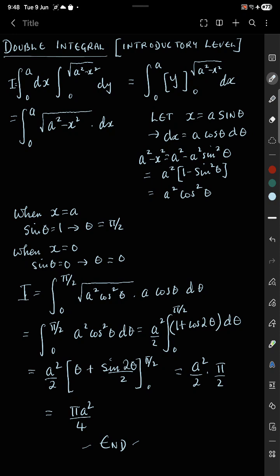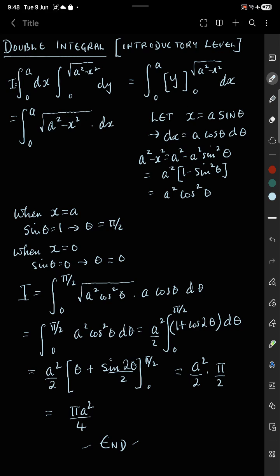Working that out, the first part will be when integrating dy, it just becomes y, so that's the integral between limits a and 0, of y evaluated between the limits square root a squared minus x squared and 0, and that integral will be carried out with respect to x. And then that equals the integral between the limits a and 0, of square root a squared minus x squared dx.